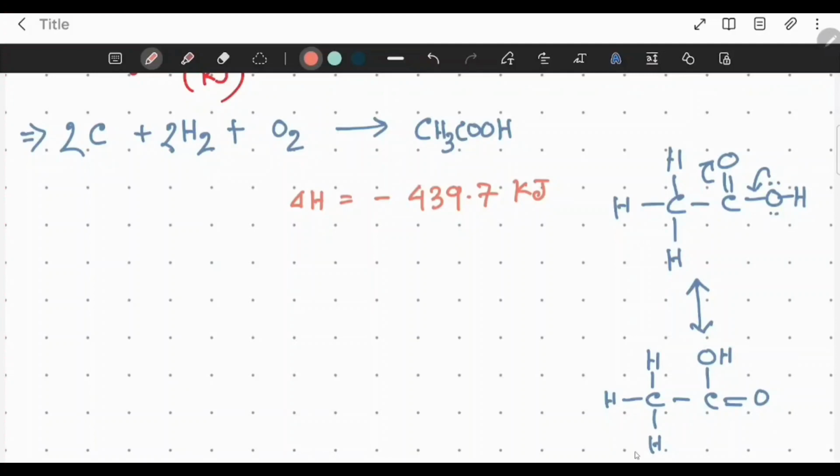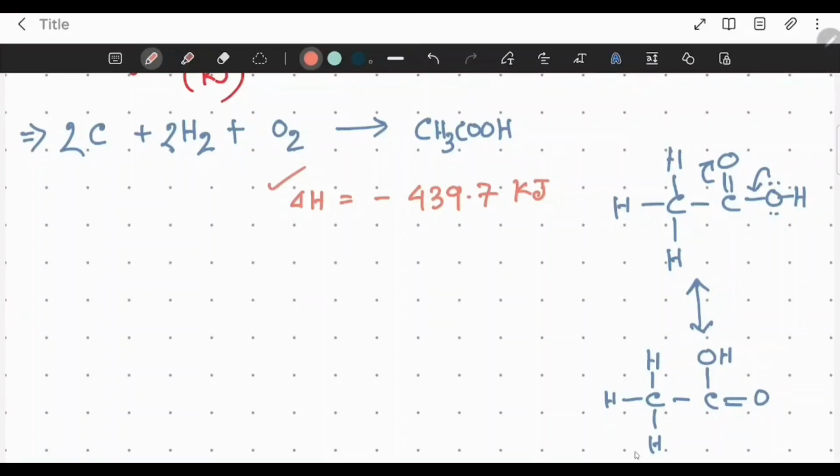This is given. This is our heat of formation. And also the bond energies are also given. So first we have to calculate the del H by considering the bond energies and the heat of atomization.